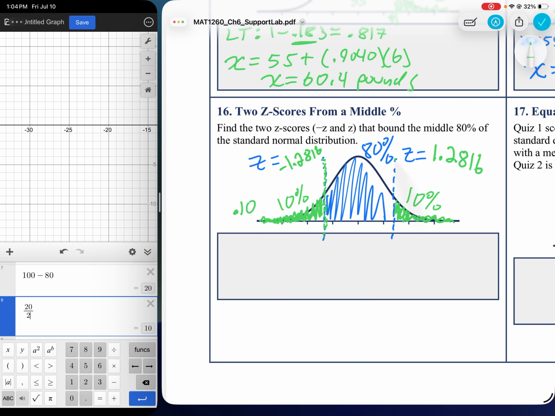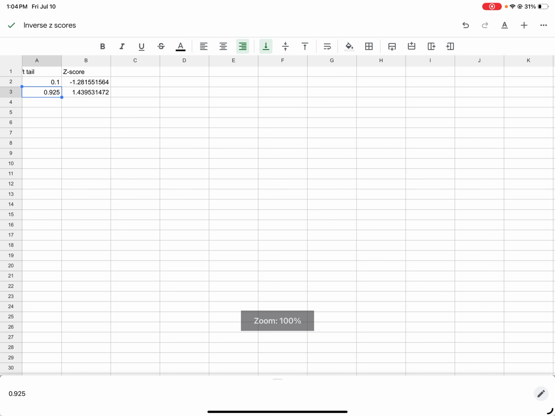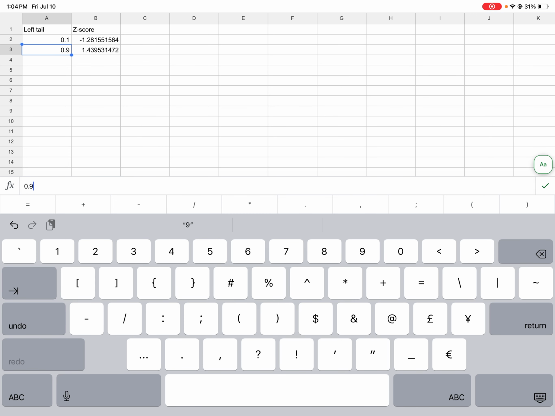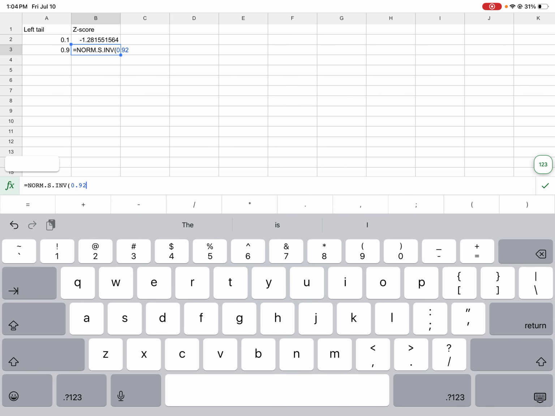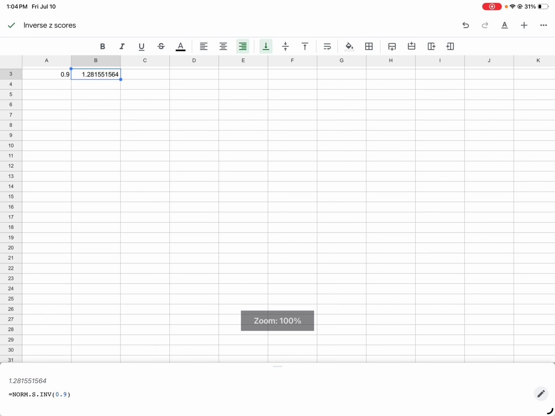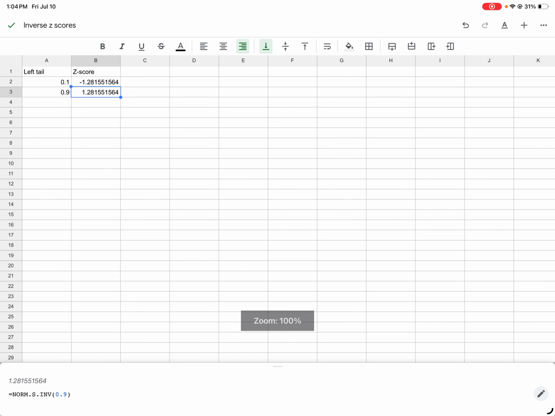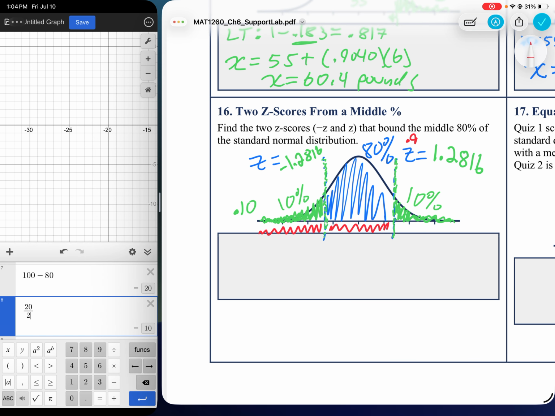So the other way we can do this is try to figure out what is the left tail of this upper bound here. Well, I know this left tail is going to include the middle 80% plus the left tail we're cutting out. So that is actually going to have a left tail of 0.9. So if I go up here and change this to 0.9 and change this also to 0.9, we're going to see the exact same z-score but positive and negative. And then, of course, if you had an actual word problem, you could use those z-scores to go get the data points that represent the middle 80%.